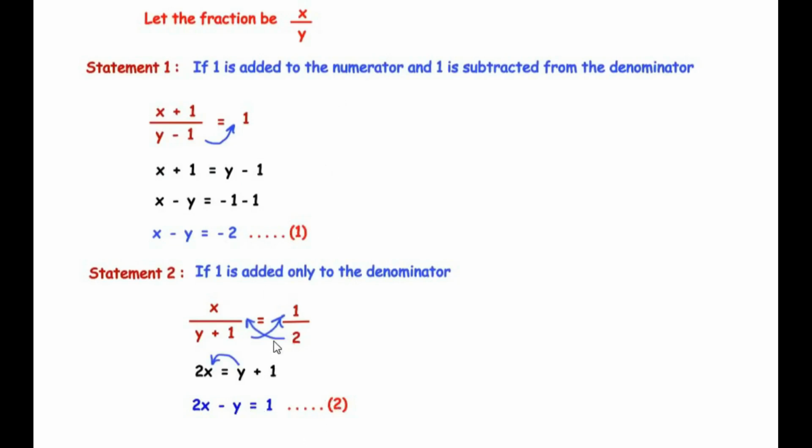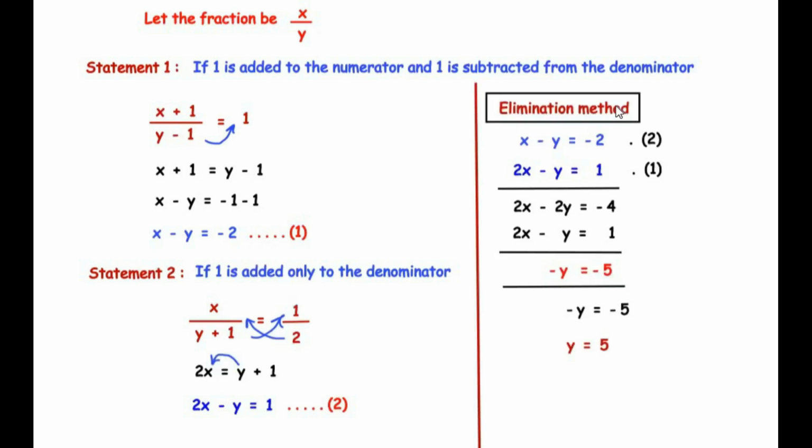Now once we have got the two equations, we need to find out the value of x and y by using the elimination method. So under the elimination method we have written both the equations which we have got. Now we are going to multiply equation 1 by 2 and equation 2 by 1. So equation 1 becomes 2 times x as 2x, 2 times negative y as negative 2y, and 2 times negative 2 as negative 4. And 1 multiplies with the equation, giving us the same equation. Now let us change the sign of all the terms of the second equation.